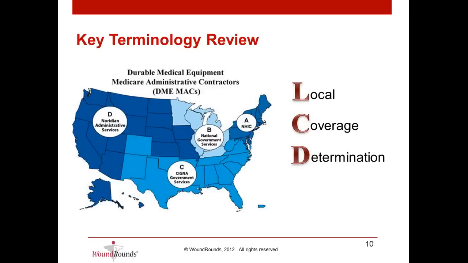One of the best things is that these DME MACs are a great resource. They provide you with information on the LCD. The LCD is the local coverage determination, and what you would want to do is visit their website and look up the LCD for surgical dressings. It's going to give you all the information you need regarding the HCPCS codes for different products, and it also gives you the guidelines from Medicare on what is allowable and what is not allowable. And we're going to cover all of those here today.